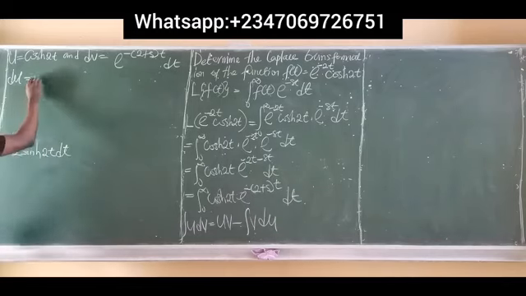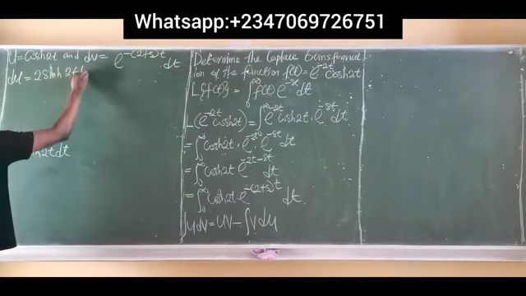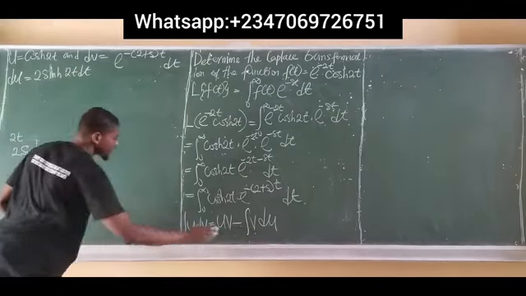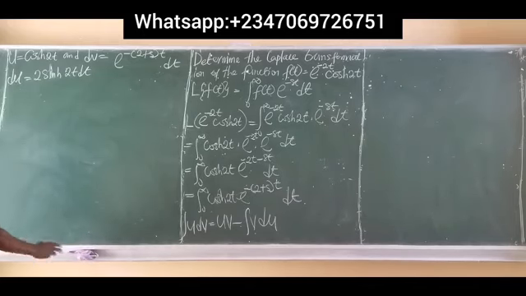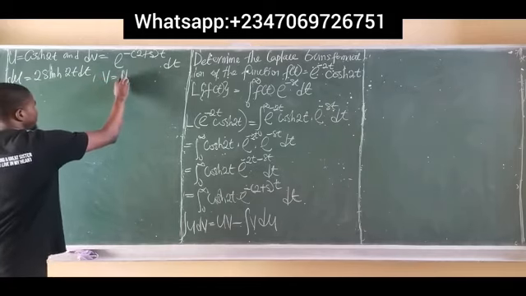Hence, the u becomes 2 sine 2t dt. This becomes our du. Alright. Then to get v, we simply integrate the exponential function. V is obtained by integrating the dv.